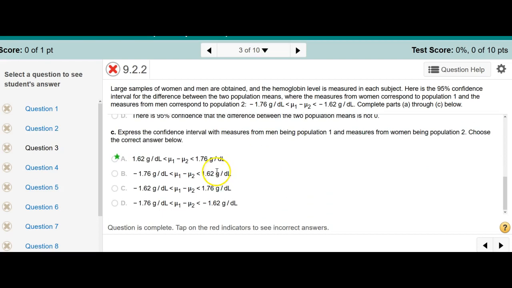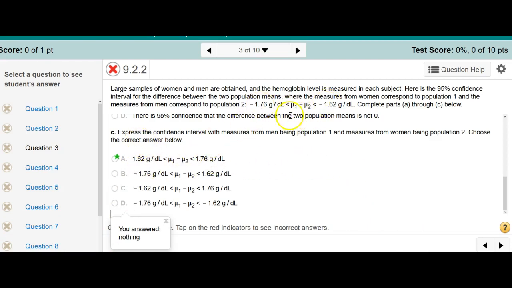And then here you have to be careful because we can switch men to be population 1 instead of women being population 1, and we have this here, this mean from population 1 minus mean from population 2. It's going to be the positive difference there. So you can think of this as kind of like the absolute value. The distance between the two would need to be the same.